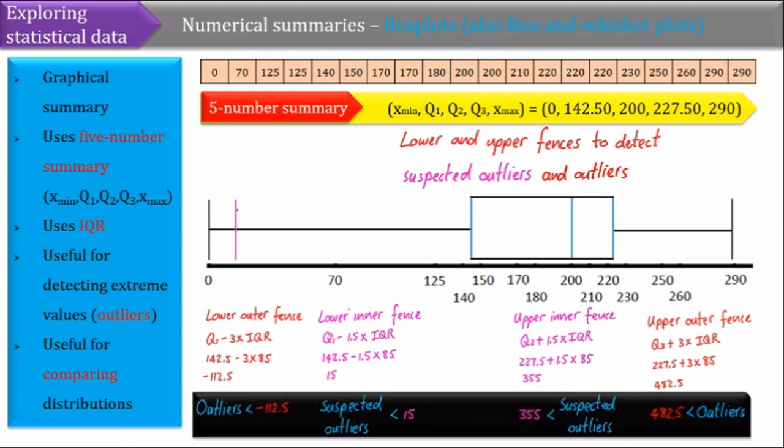Right, so if I indicate the lower inner fence or the lower inner boundary, then outliers on the left will be less than minus 112.5. Suspected outliers will be less than 15, and we saw that this is in fact 0. And suspected outliers on the right will be greater than 355, but definite outliers will be greater than 482.5. And so for my example, I only have 0, which is a suspected outlier, since it lies between these two fences over here.